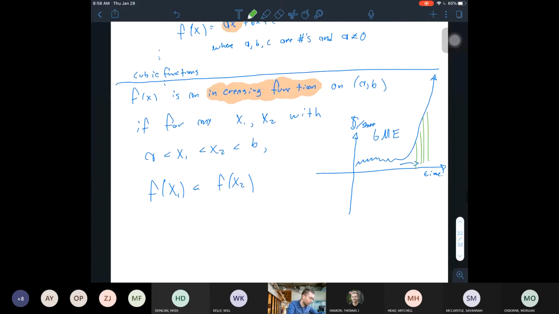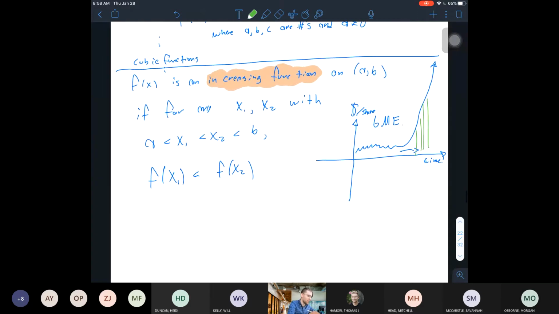Okay, so let's make it formal with some mathematics here. What we say is we take two x values, x1 and x2, and we say that if x1 is less than x2, and x1 and x2 are both in our interval, then we should have that the height of the point on the left should be less than the height of the point on the right.